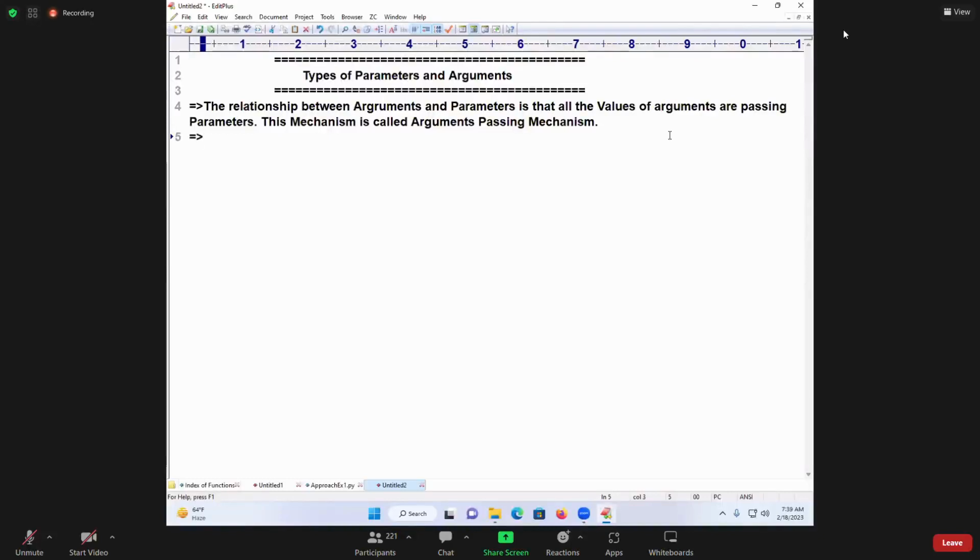Parameters passing mechanisms, how many are there? We have five types of arguments passing mechanisms. Okay, what are the five types of arguments passing mechanisms?